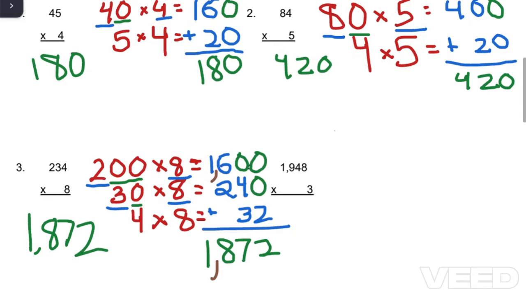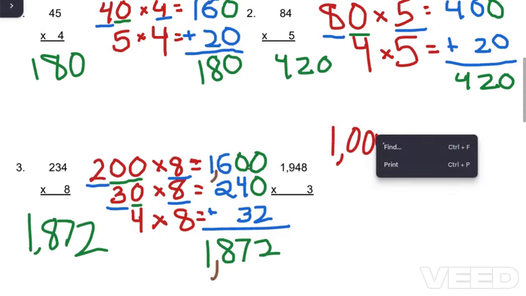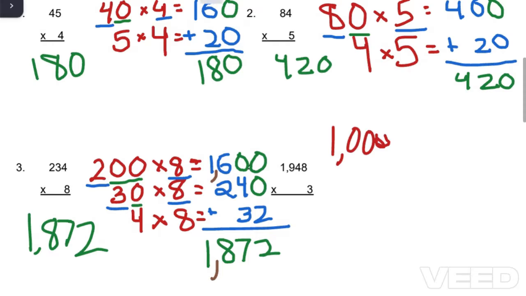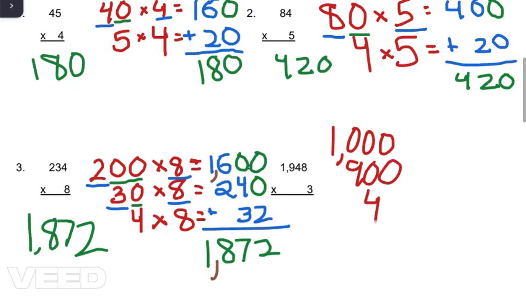1,948. I'm going to move a little bit up so I have enough space. I know I need to break that up into 1,000. That's the digit in my thousands place. 1,000. I'm going to need 9 hundreds. So I'm going to write 900. I know I have 48, so I'm going to write 40. And then I have 8 ones, so I'm going to write 8. These are the 4 numbers I'm going to break 1,948 into.